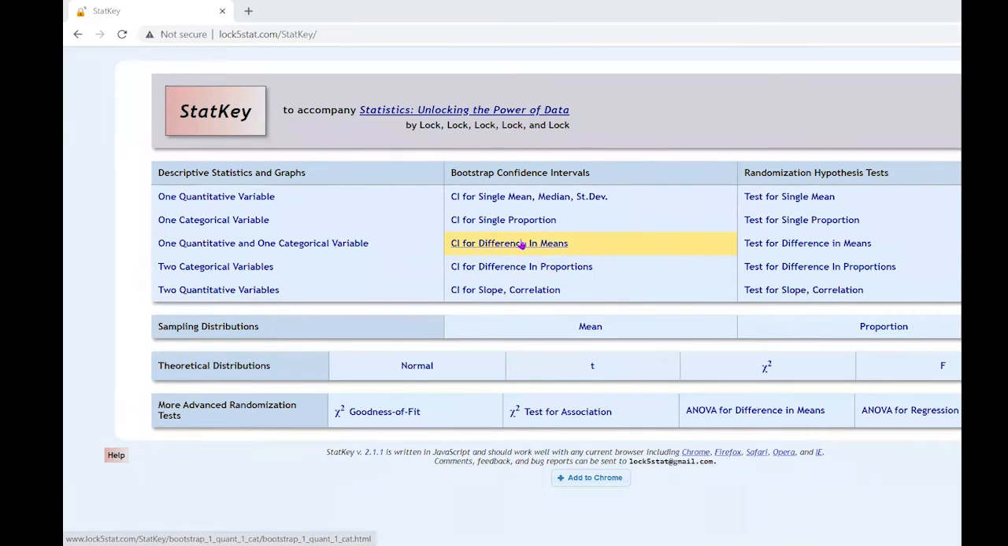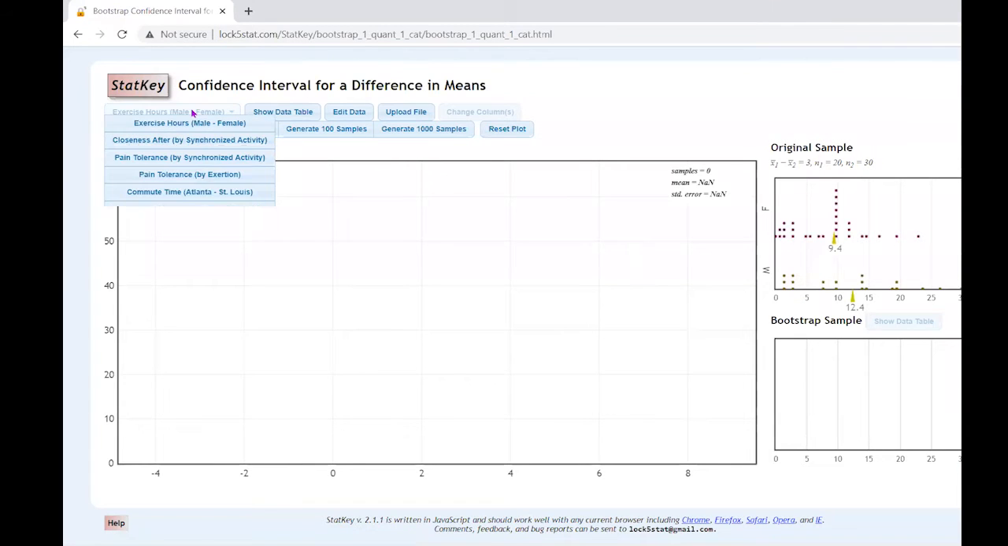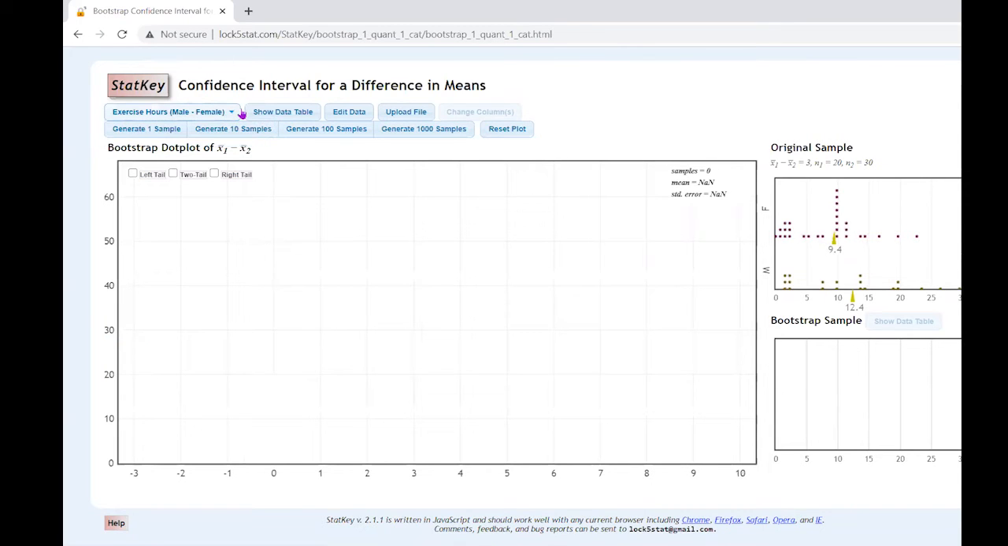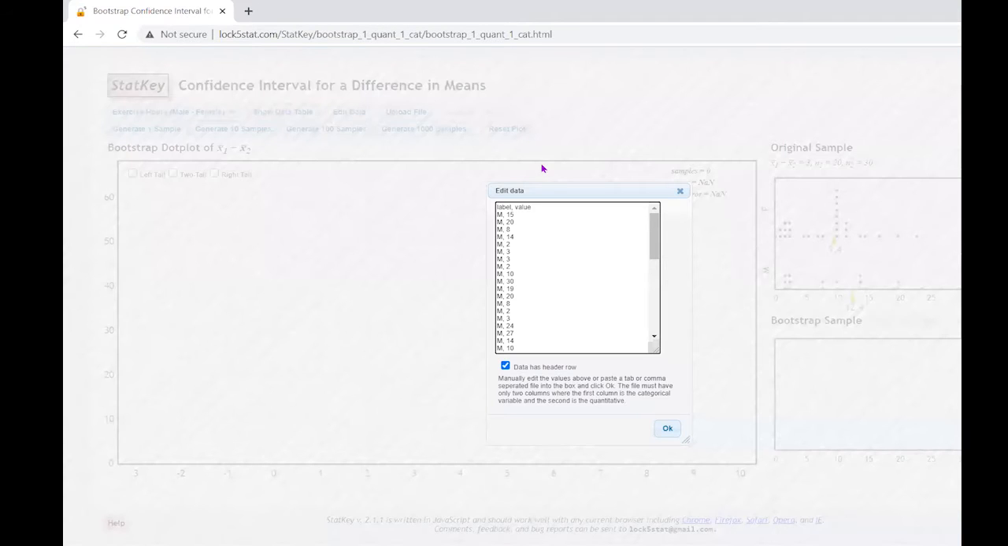So we're going to go to confidence interval for difference in means. And let's just say that this was your data right here. If you were to enter your data, you hit this edit data button. And see how it says M,15. So in this sample, it was males versus females.